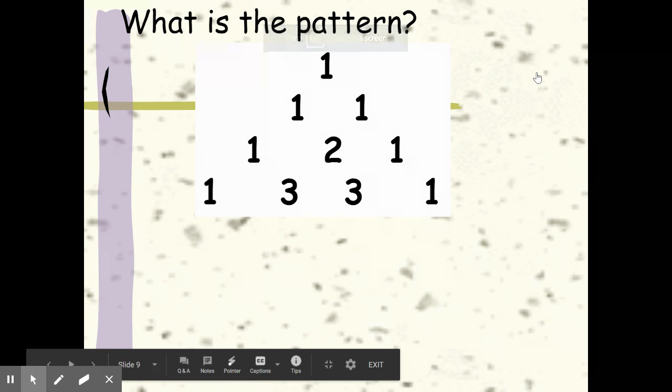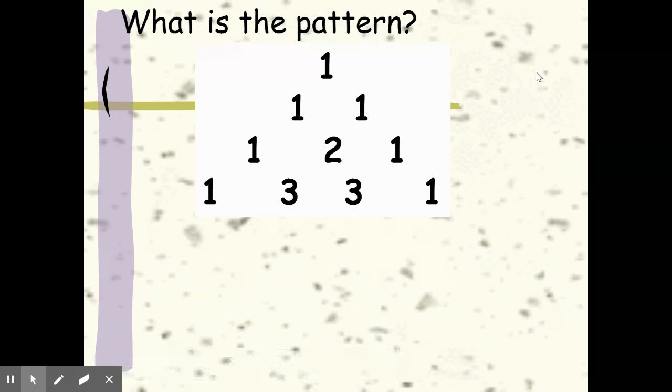This is a continuation of the 4.2 notes. It's about Pascal's triangle, which is this pattern that you see on the screen right now. And I'd like you to pause and take a moment, study what's going on there, and try to figure out what the next row is.